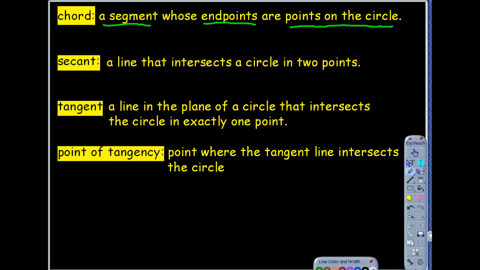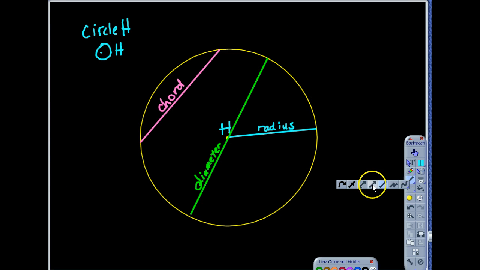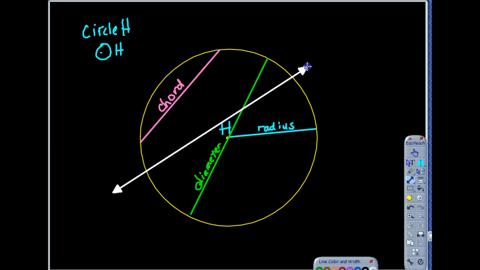Now, a secant line, this is something kind of new. A secant is a line that intersects a circle in 2 points. I want you to think about that. It intersects a circle in 2 points, but it's a line, not just a segment. So no endpoints here. So where would an example of a secant line be? Well, you would just draw a line that goes through the circle, right? Does it have to contain any other specific points?